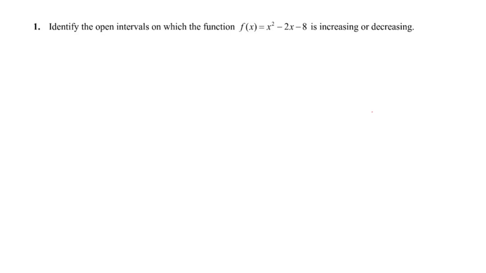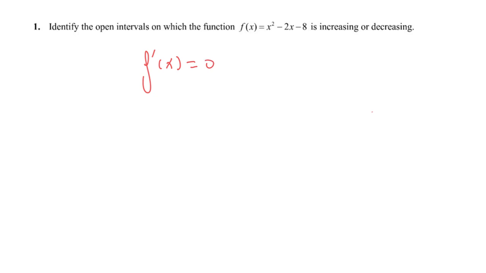Okay, let's do this problem. This problem says find the open intervals on which the function is increasing or decreasing. To do this, we have to first find the critical points. The critical points are the points where the derivative is 0 or the derivative doesn't exist. In this case, it's a polynomial, so the derivative always exists. So we try to find the critical points by imposing that the derivative of the function should be 0.